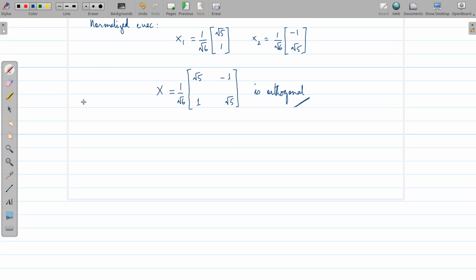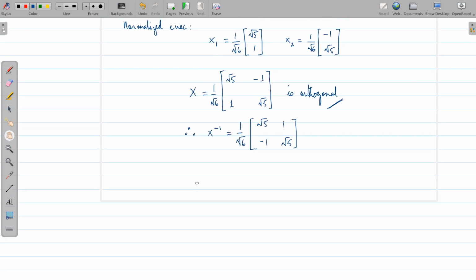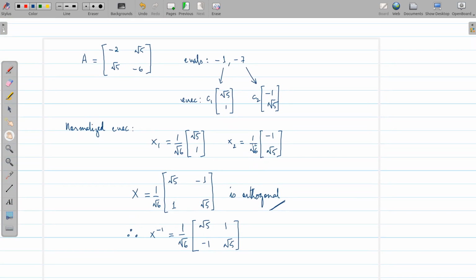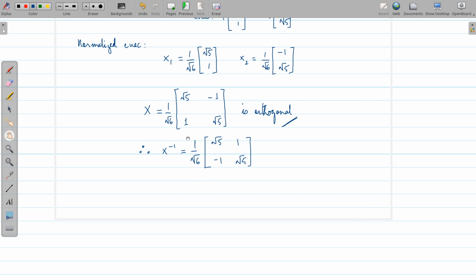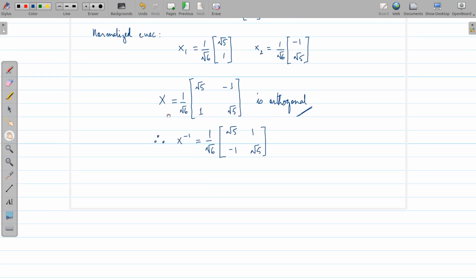So if x is orthogonal, that means the inverse of x is easy to find out, because for orthogonal matrices the inverse is nothing but the transpose. So the inverse will be 1 by root 6, the same factor, times the transpose of this one, which is (root 5, minus 1) in the first row and (1, root 5) in the second. So this is the inverse. You can verify for yourself by multiplying these two; you will get the identity matrix. That's why orthogonal matrices are really important. We don't have to struggle with the inverse, just take the transpose. So we got x and we got x inverse.